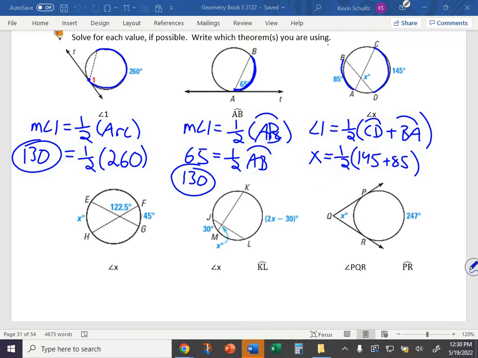145 plus 85 is 230. And so we know that the measure of that angle X is going to be half of 230.